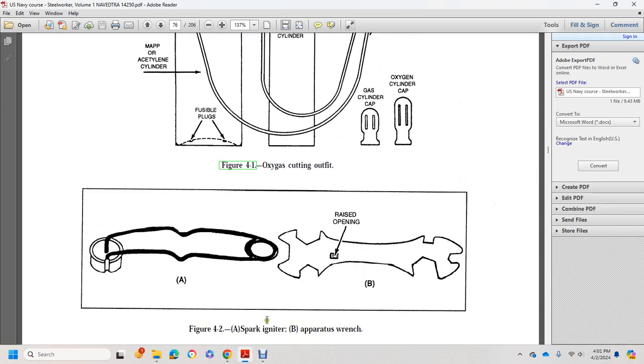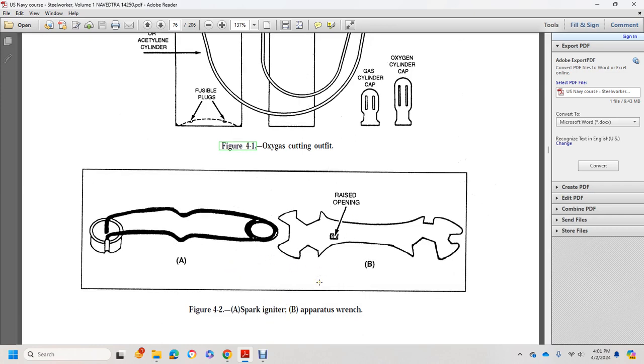This shows a spark igniter and an apparatus wrench with a raised opening. A is the spark igniter, B is the apparatus wrench.